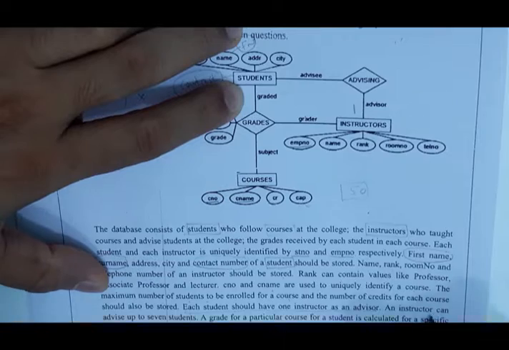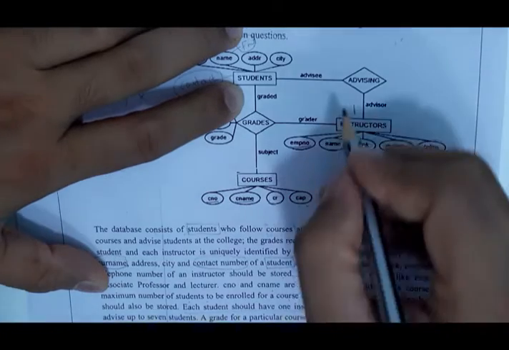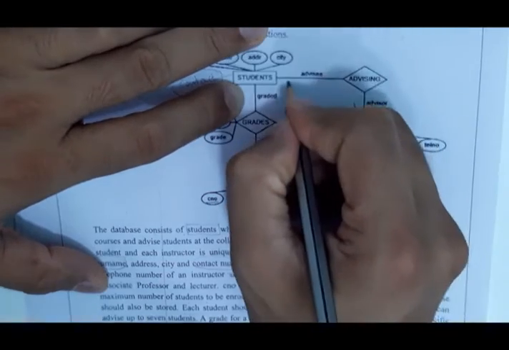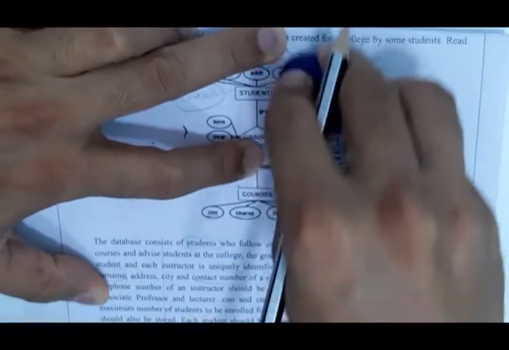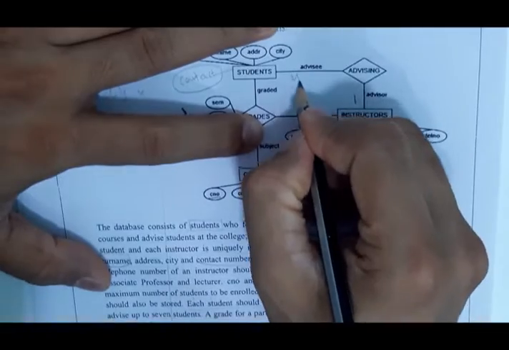And an instructor can advise up to 7. A single instructor can advise up to 7 students. Then how can I write 7 in the cardinality? That is many. One to many.